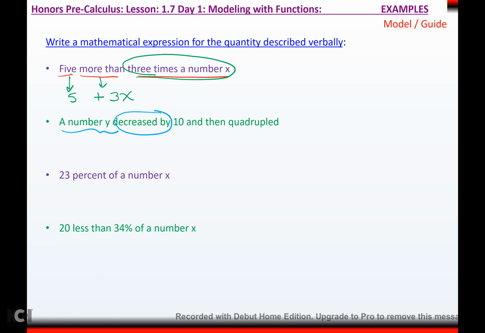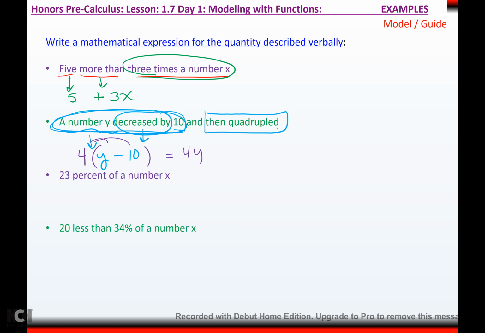decreased by 10 and then quadrupled. So I can translate this into y. Decreased by means minus 10. Now, then quadrupled means this whole difference is quadrupled. So you need to put that in parentheses and then quadruple it by 4. And that's translated. If you're asked to simplify it, you could go ahead and distribute and get 4y minus 40.